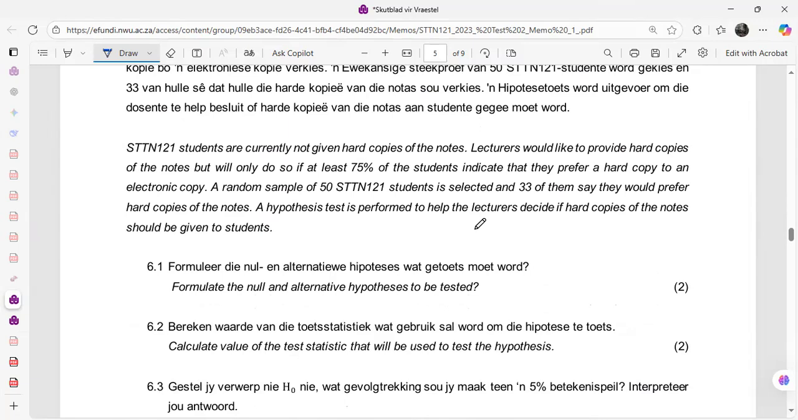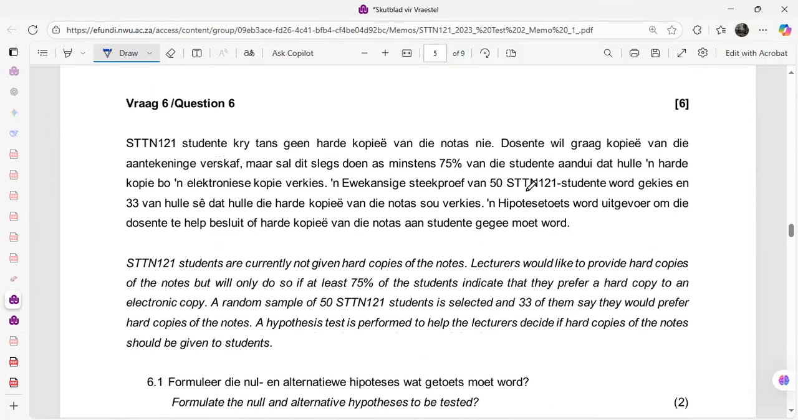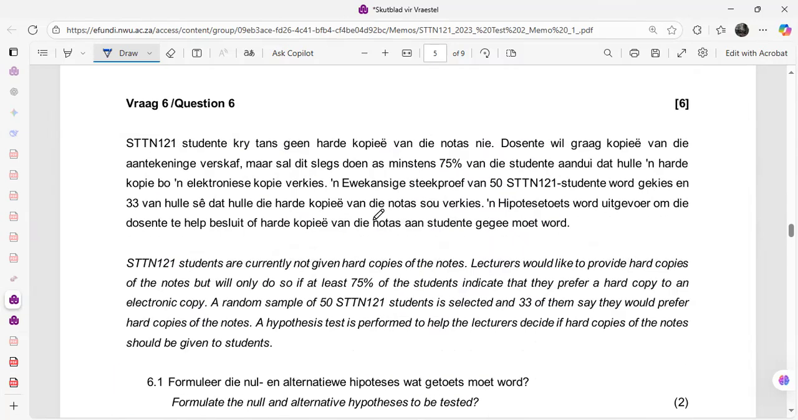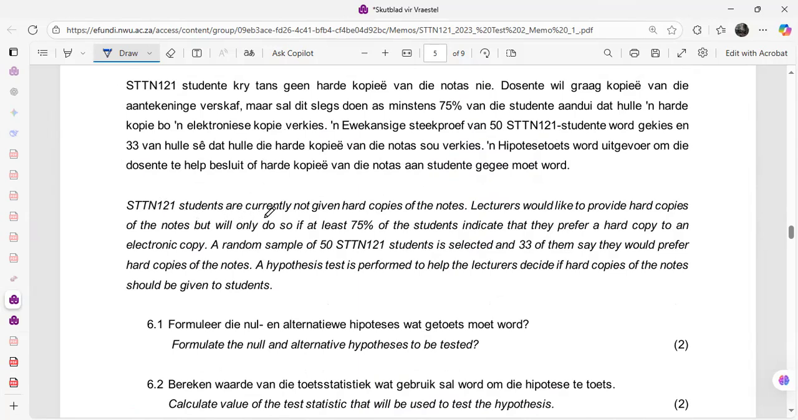Now look at this one here. This question is 6 marks. You're just testing using those 5 steps. Look at the question. STTN121 students are currently not given hard copies of the notes. Lecturers would like to provide hard copies of the notes, but will only do so if at least 75% of the students indicate that they prefer a hard copy to an electronic copy. A random sample of 50, n is equal to 50, of STTN121 students is selected, and 33 of them say they prefer hard copies of the notes.